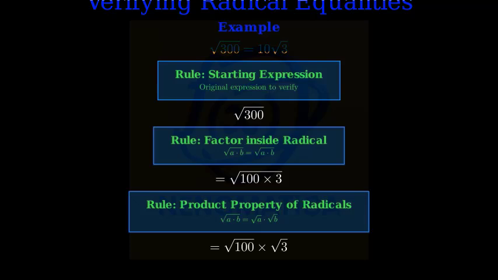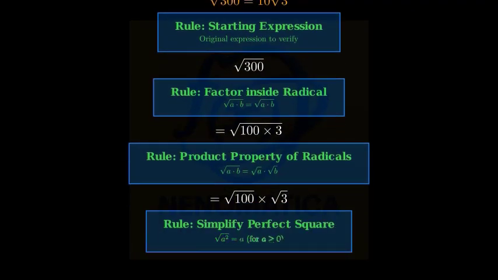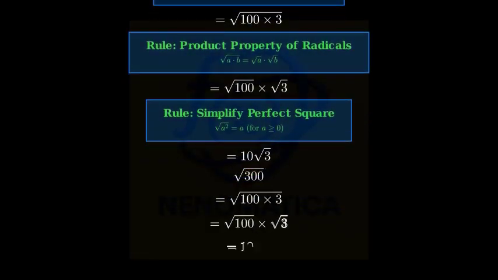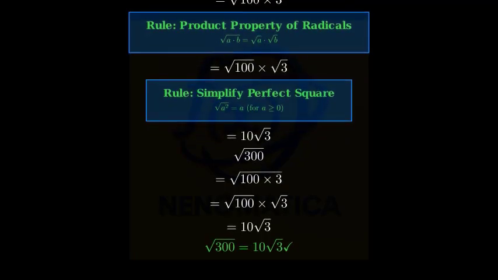Finally, we know that the square root of 100 is 10. So our expression becomes 10 times the square root of 3. Looking at our original equality, we started with the square root of 300 on the left side, and through our algebraic manipulations, we arrived at 10 times the square root of 3, which is exactly what we have on the right side. Therefore, the equality square root of 300 equals 10 times square root of 3 is true.